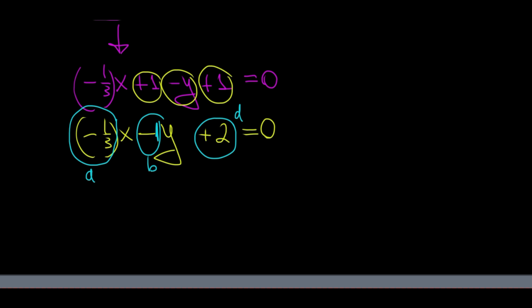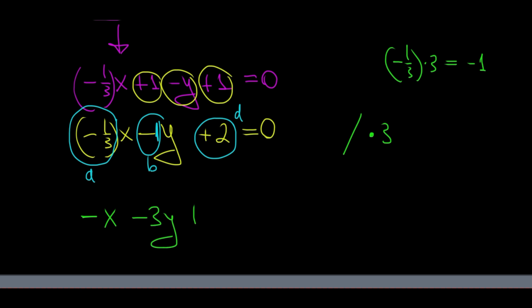Because we're going to multiply this equation by 3, and when we multiply this equation by 3, the minus 1 over 3 times 3 becomes minus 1. So now I'm just going to have minus 1x, or just minus x, and then minus 1 gets multiplied by 3, that's minus 3y, and then plus 2 gets multiplied by 3, that's plus 6, and 0 gets multiplied by 3, that's 0. Now we reached the final point. Hope this all makes sense.